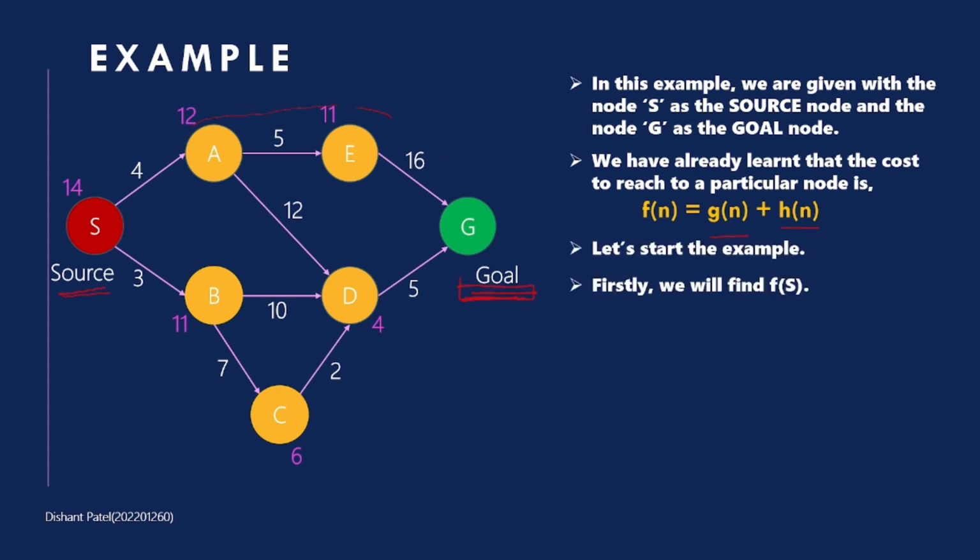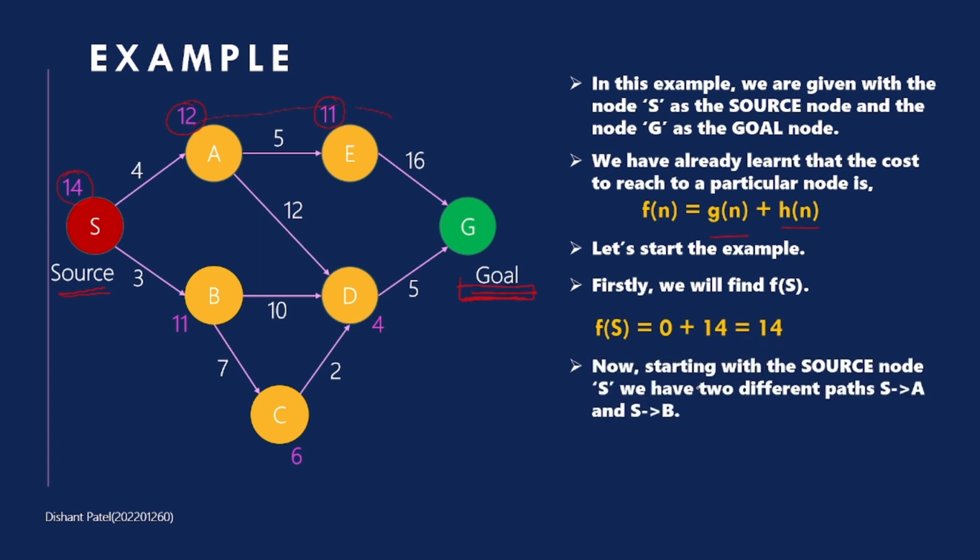So firstly, we are now starting our example, and firstly we will find f of s. So f of s is equal to g of s plus h of s. As we know, g of s is 0 because the cost to reach the source node from the source node is 0, obviously, and the heuristic value, here all these purple colored values are heuristic values of that particular node. So the heuristic value of this source node is 14. I have written it here. So f of s will become 14.